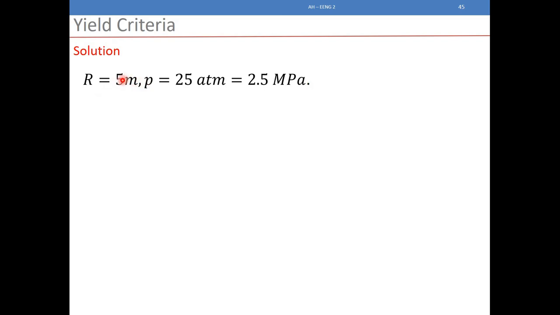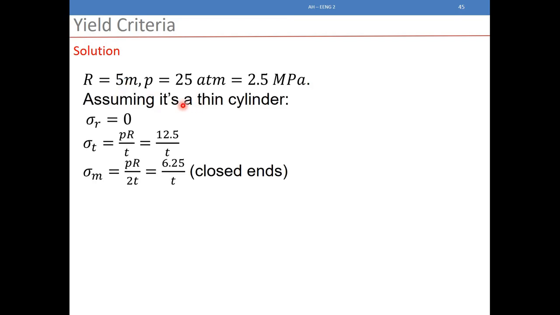Here the radius is 5 meters. It's safe to assume that the thickness is very small compared to 5 meters, even if we don't have the thickness. So let's assume that we have a thin cylinder. For a thin cylinder, sigma r is equal to 0. The radial stress is equal to 0, while the tangential stress and the axial stress are not equal to 0. These are the formulas that we can use for a thin cylinder. This is a revision of what we did last time.